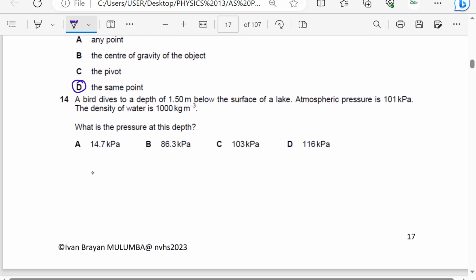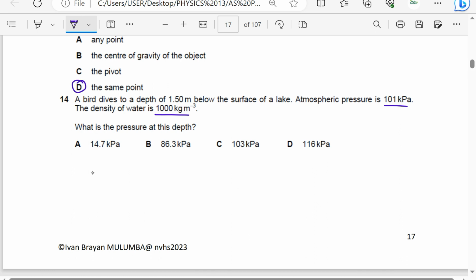A bird dives to a depth of 1.5 meters below the surface of a lake. Atmospheric pressure is 101 kilopascals. The density of water is 1000 kilograms per meter cubed. What is the pressure at this depth?